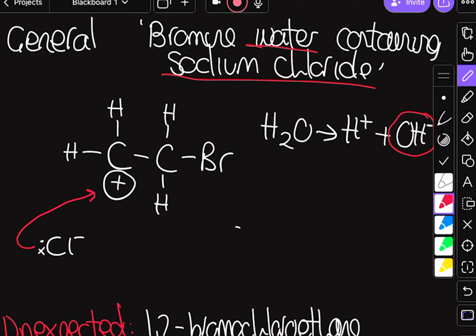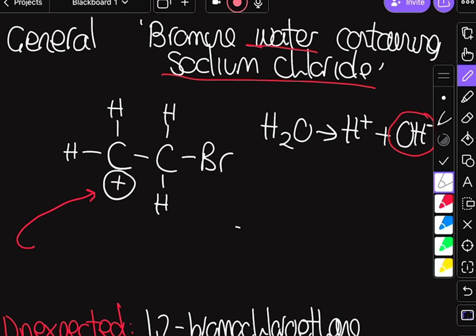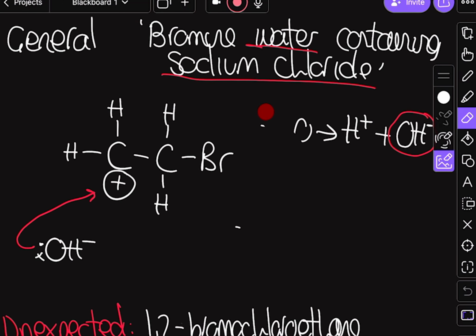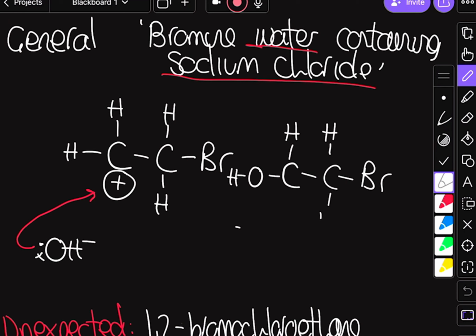I now have this anion in my solution, and as before, because of having a positive carbocation intermediate, the OH minus will be attracted to my carbocation, and we will make the following molecule. So we get CCBr OH H H H. So what have we made now?